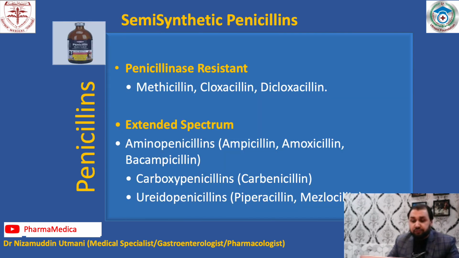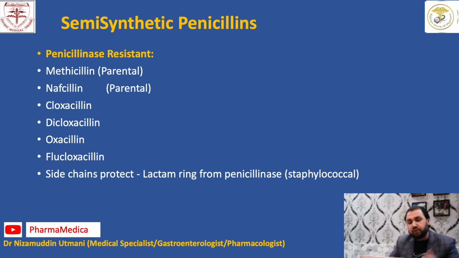So in case of semi-synthetic, we have two groups. One is the penicillinase resistant, that is methicillin, cloxacillin and dicloxacillin, while the other one is the extended spectrum. In extended spectrum, we have further three groups: the aminopenicillins, which are ampicillin and amoxicillin, then the carboxypenicillins, which is carbenicillin, and the third one is the ureidopenicillins, which is piperacillin. So these are the different groups. You can just stop this video and read these groups. You can even read all these things from different books as well.